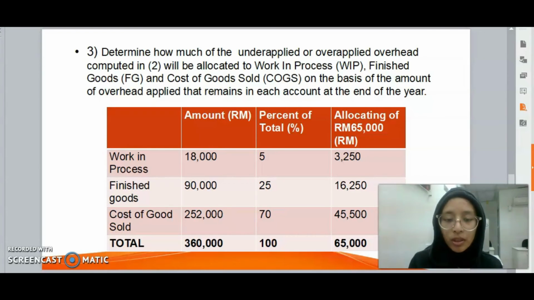We are going to calculate the same as for work in process, 90,000 divided by 306 and allocating 35,000. So that's all from my part. Thank you very much.